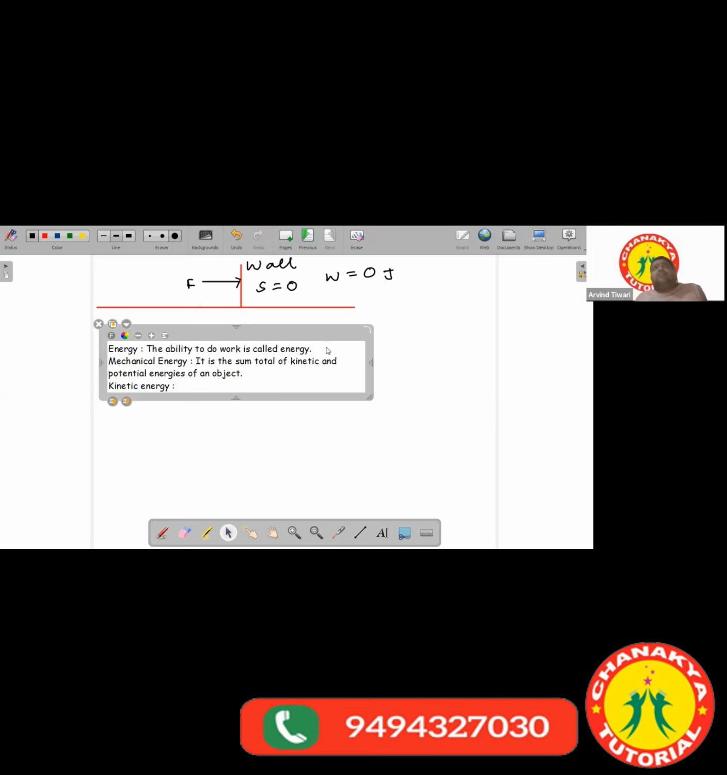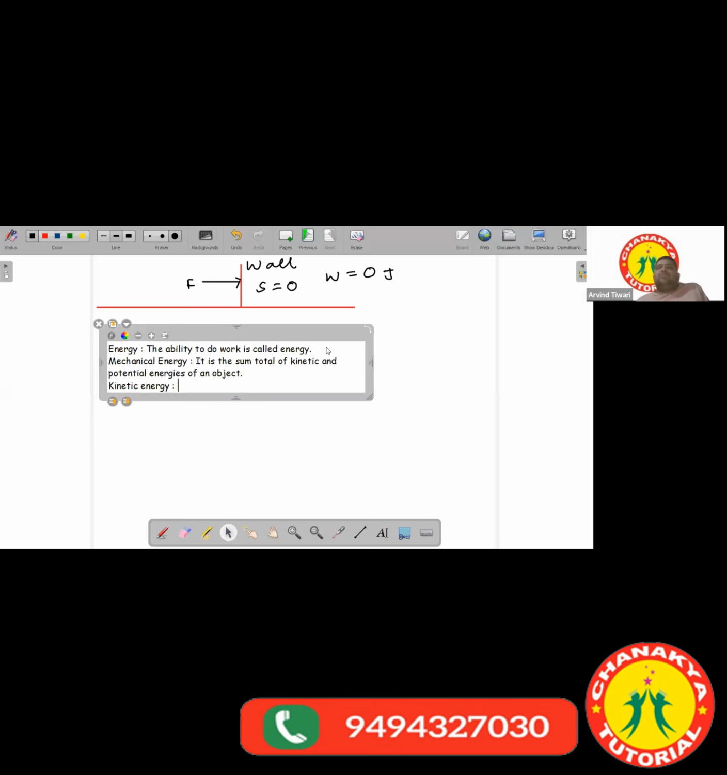So how can I prove that kinetic energy is present in a moving object? Consider a ball. I think all of you have played cricket. Consider you playing with a cricket ball, and once that ball hits a window, what happens over there? It will break the window. It will break the glass.